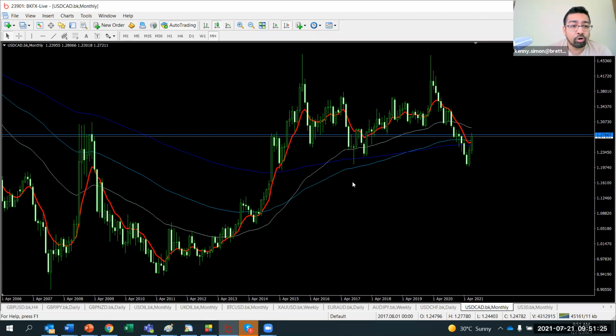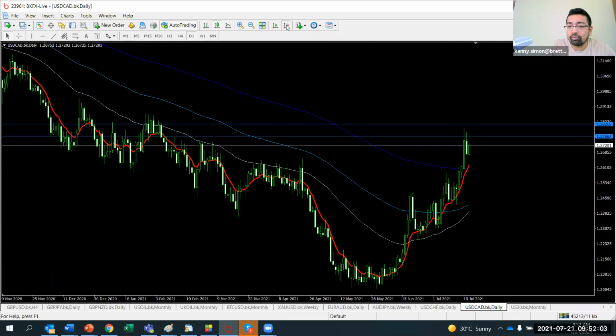1.2766 area is still an ideal price to buy for USDCAD, but now we need to look at exit points. We need to look at where we should exit. We have a bullish mother candle that closed at this area right here, at 2810. So if you're buying right now, your exit should be minimum at 2810. Okay, 1.2810.